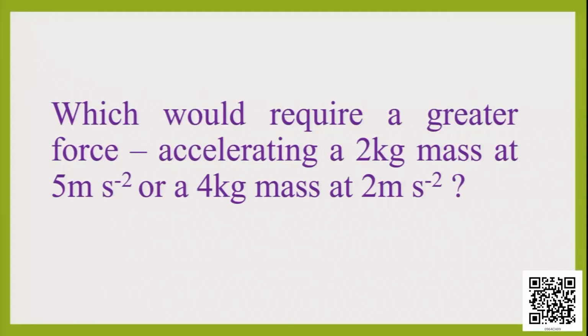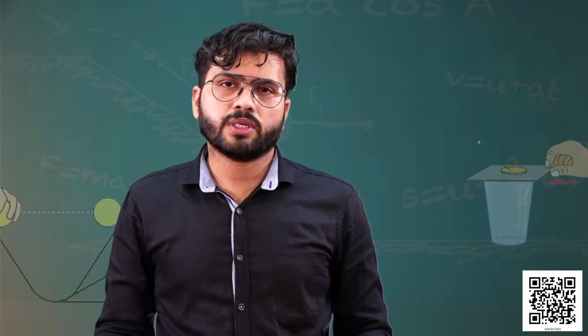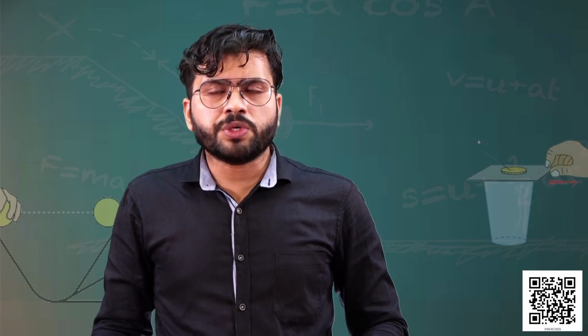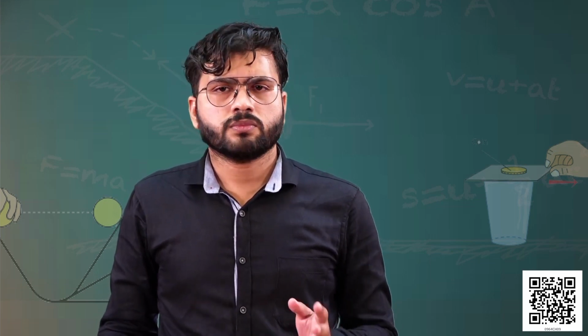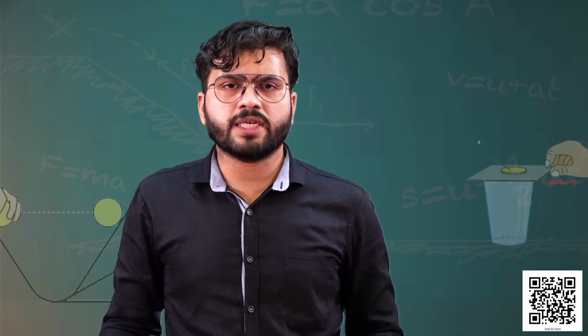which would require a greater force: accelerating a 2 kg mass at 5 meter per second square or a 4 kg mass at 2 meter per second square. Two objects are there, one is 2 kg, another one is 4 kg. One we need to accelerate at 5 meter per second square and the other one we need to accelerate at 2 meter per second square. So, the question is which of the objects would require a greater amount of force? Simple thing, let us go for solving it.